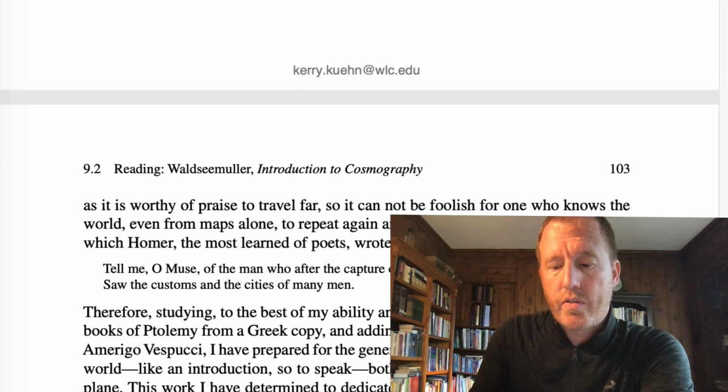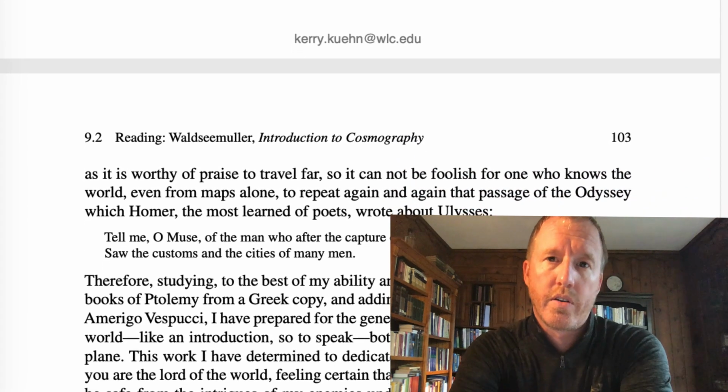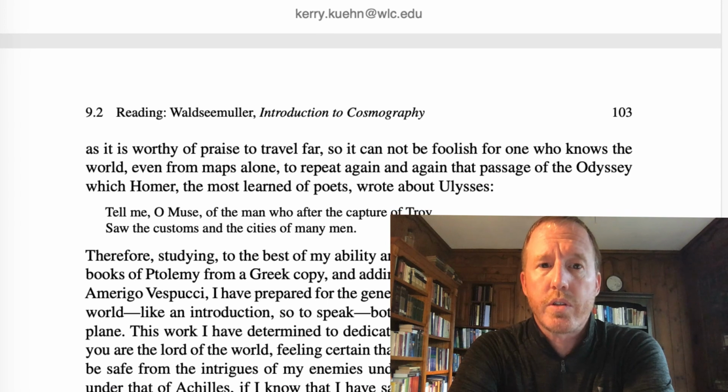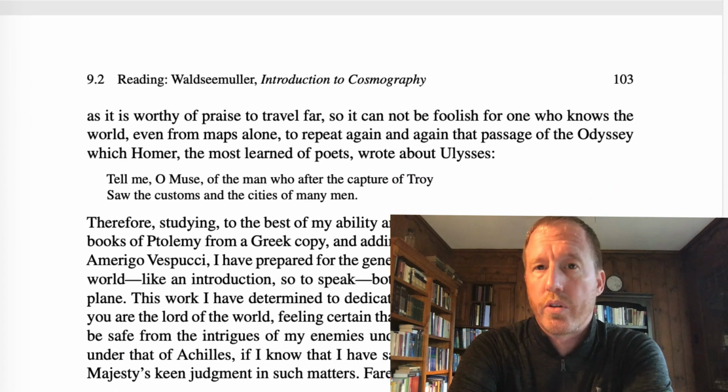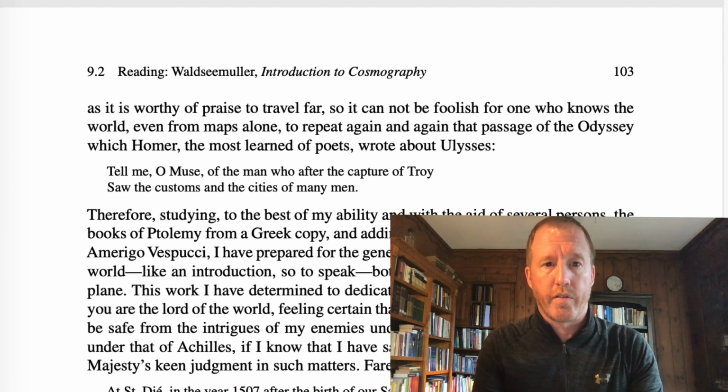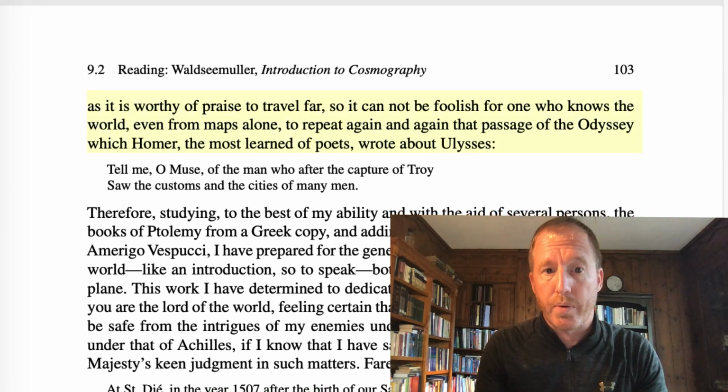He mentions that it's very profitable, beneficial, and pleasant to visit distant places, but he also says it's profitable to learn from books. He talks about how you can use books in order to learn the manners and the customs of different people, and that's very praiseworthy.